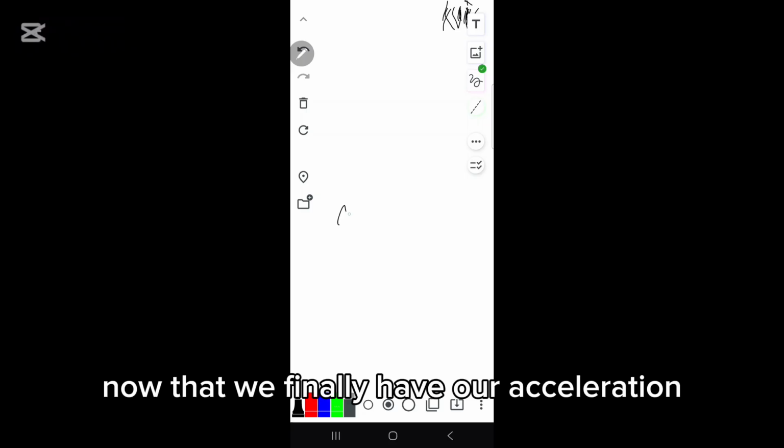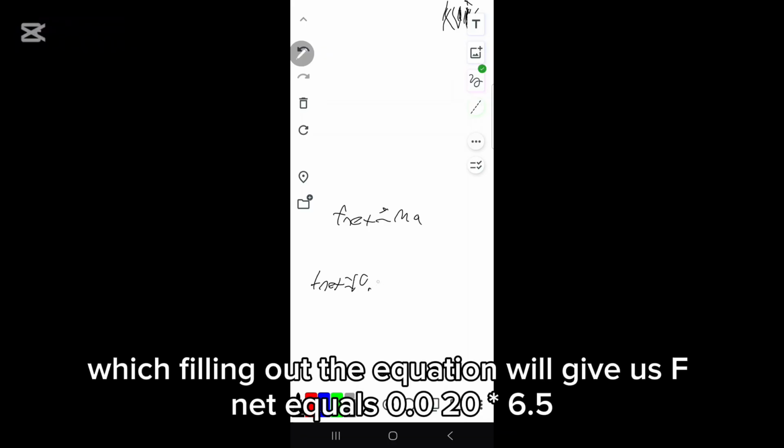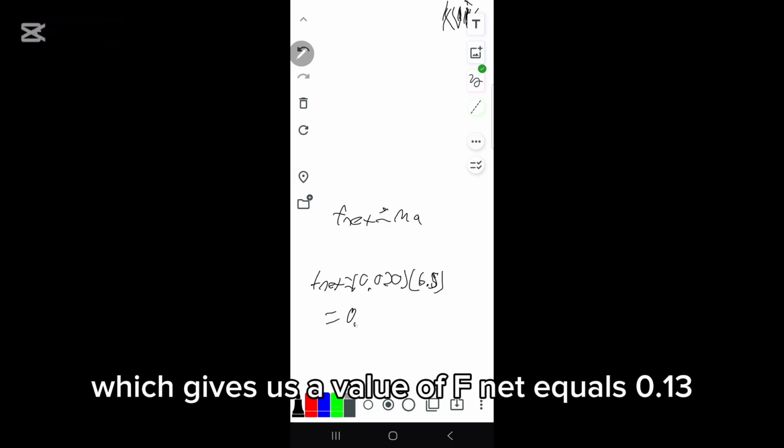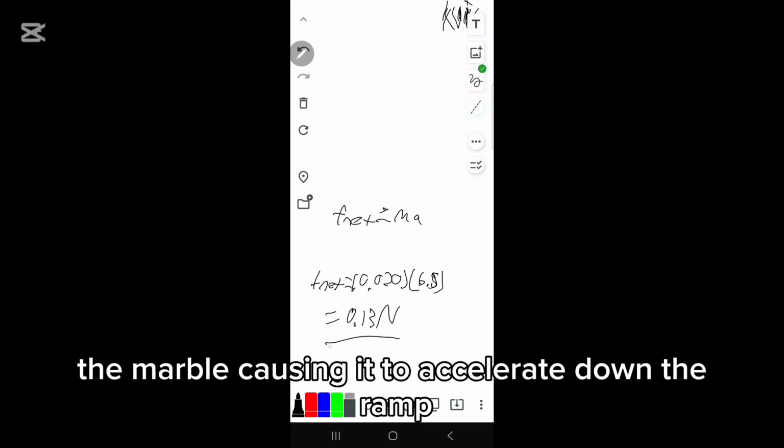Now that we finally have our acceleration, we can find the value for F net by using the equation F net equals ma, which, filling out the equation, gives us F net equals 0.020 times 6.5. That gives us a value of F net equals 0.13 newtons of force acting upon the marble, causing it to accelerate down the ramp.